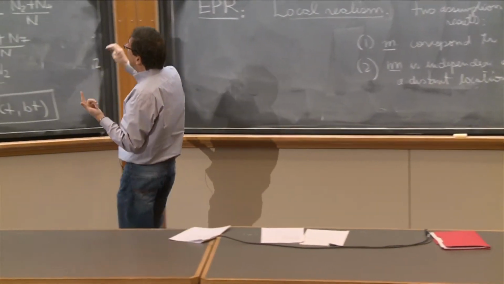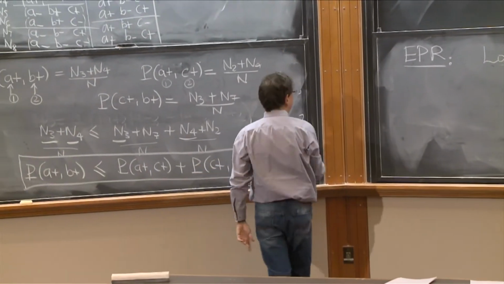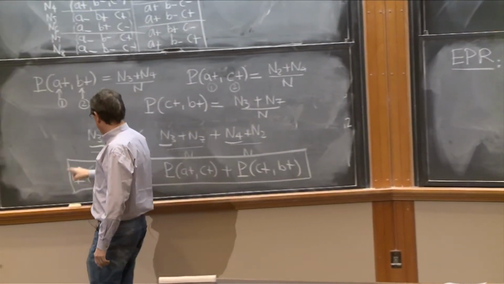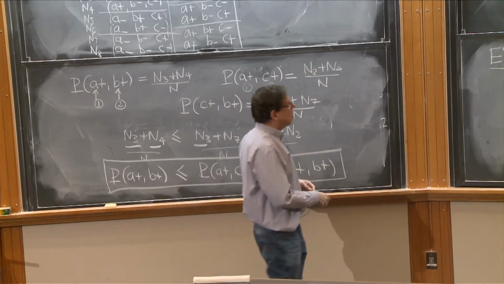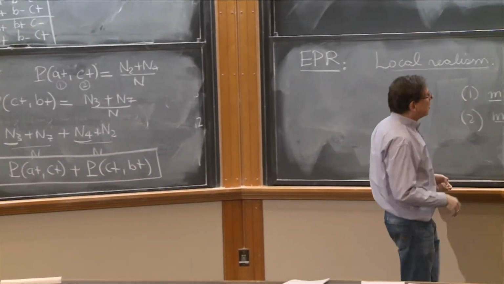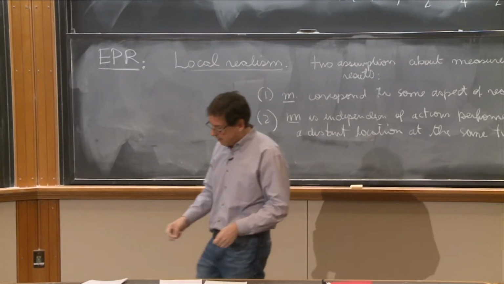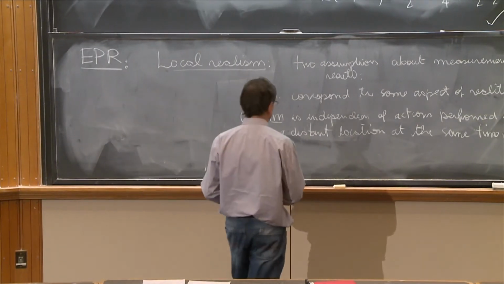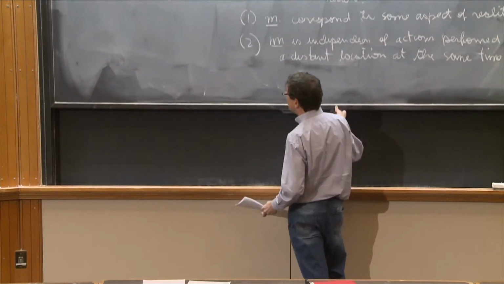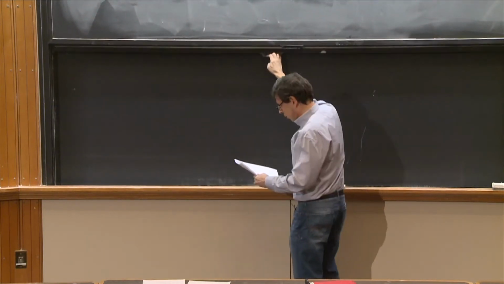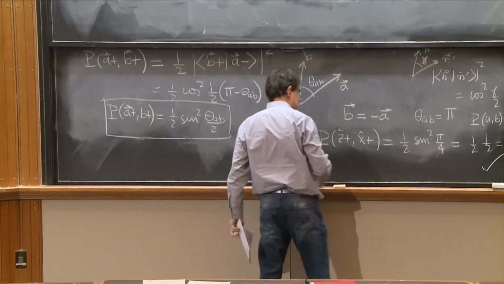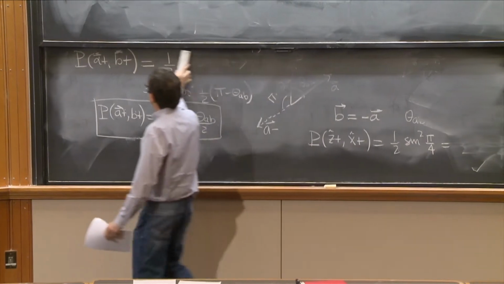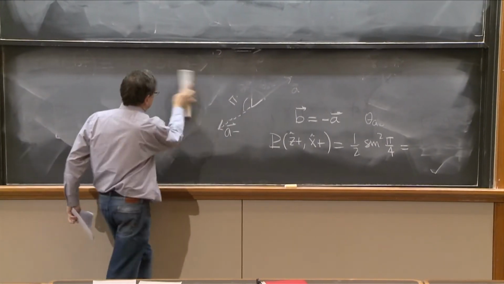And now quantum mechanics has a formula for these things, for this probability. So we can test whether this is true. So let's do that. This is the so-called Bell inequality. So if quantum mechanics is true, the following should hold. Let's see that.